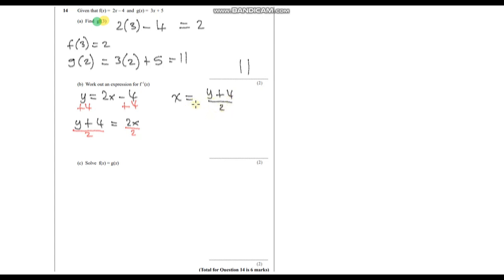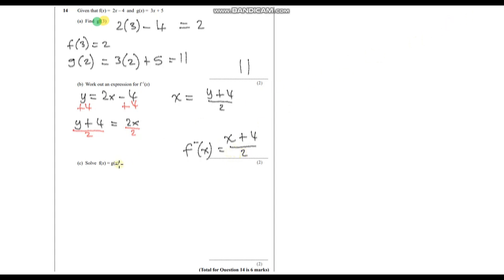Okay. Now at the beginning we changed the x to a y, so we have to change that back. So it's going to be x plus 4 over 2. So that is going to be our inverse function. So our inverse function, f inverse of x, is going to be x plus 4 divided by 2.